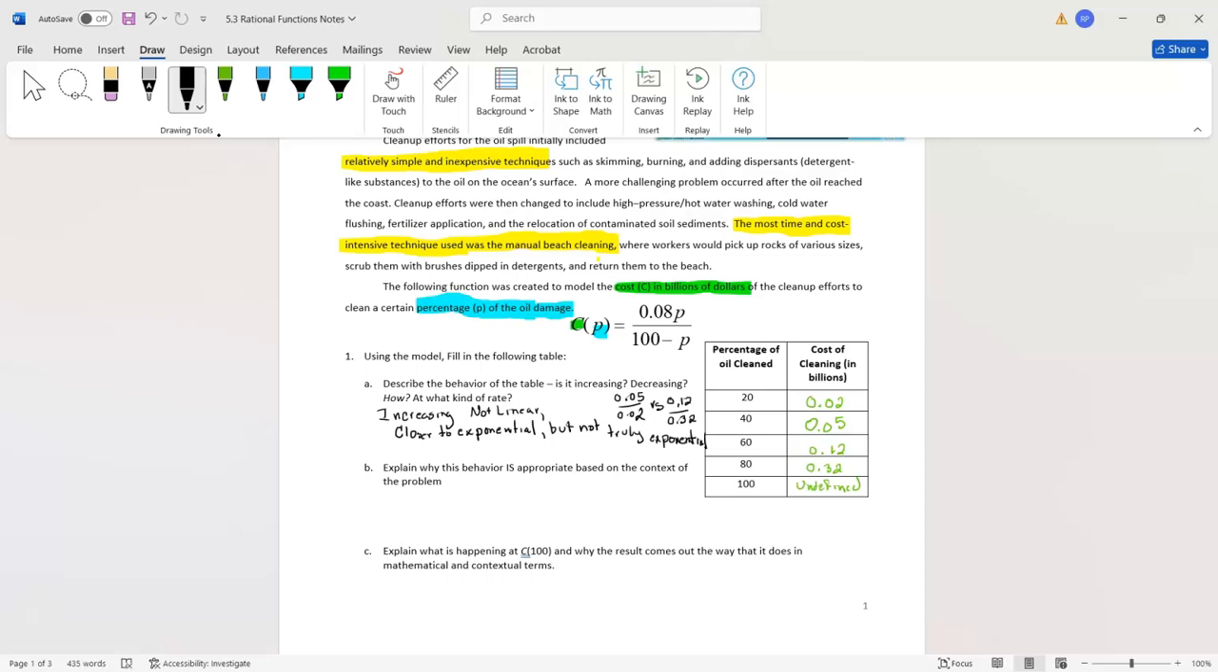And why is this behavior appropriate? If we look back at our reading, we notice that the first part is only 20 and 40%, so those are the less expensive techniques. Then it got really expensive because this was a lot more time-consuming. So these were the time-consuming techniques.